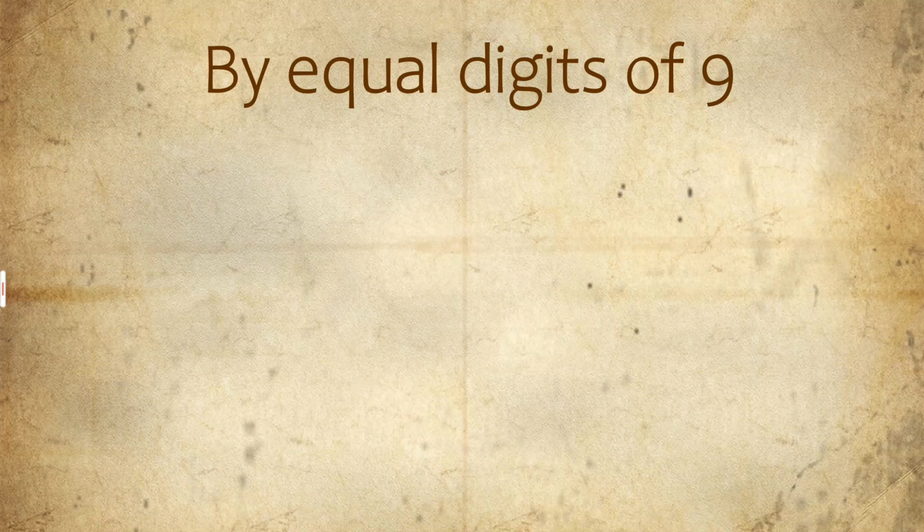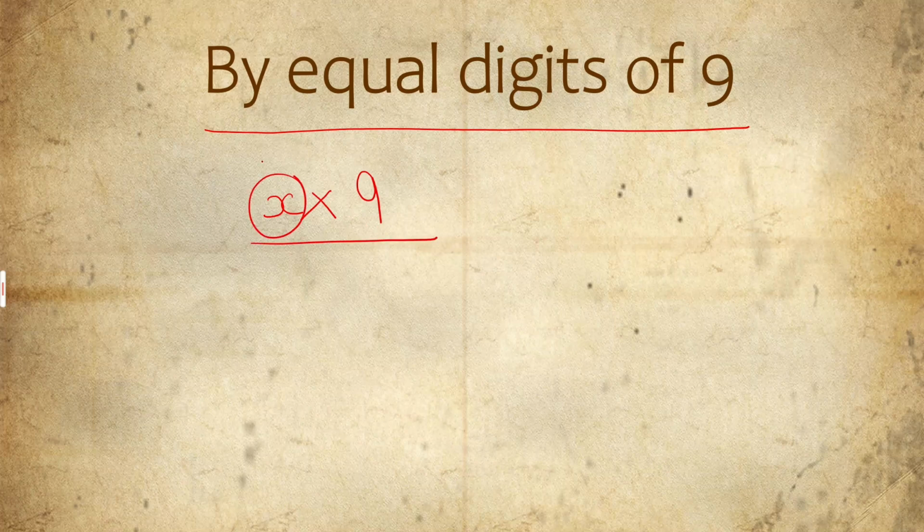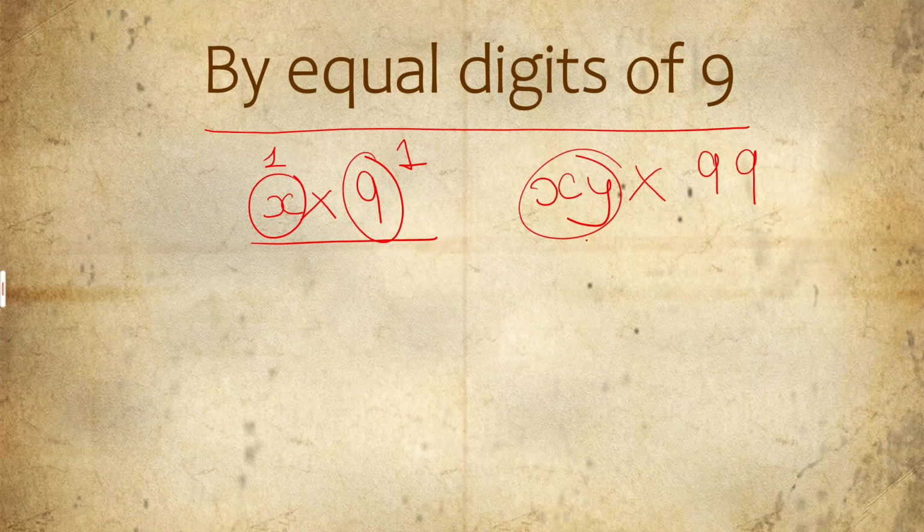What equal digits of 9 means is that the number of digits the number has, the same number of digits the 9s should have. Suppose I have a single digit number x, then it should be multiplied by 9. So this has one digit and this has one digit. If I have a double digit number xy, then it should be multiplied by two digits of 9, that is 99. So this has two digits and this also has two digits.